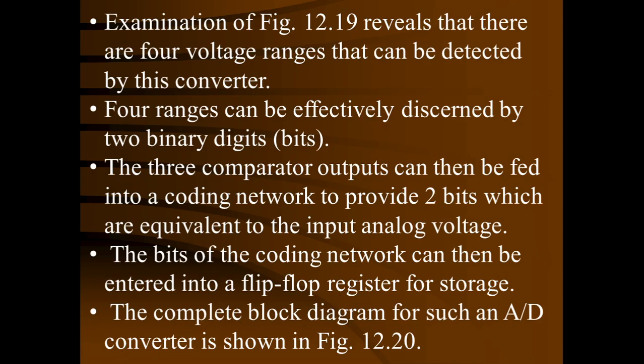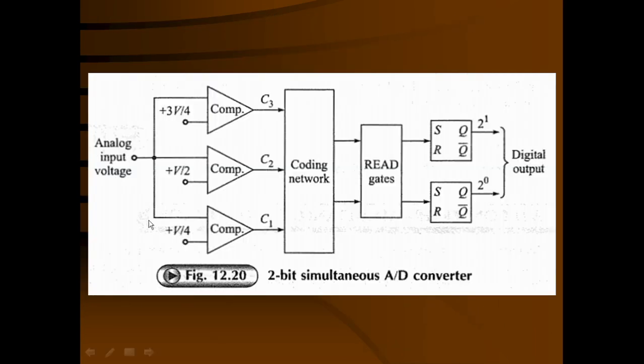The complete block diagram for such A to D converter is shown in figure 12.20. So you can see the 2-bit simultaneous A to D converter. What are the block diagrams? You can see that the first block is the comparators. And with the comparators, there are 3 reference voltages, plus V by 4, plus V by 2 and plus 3V by 4. That is the reference voltage for all these 3 comparators, C1, C2 and C3.